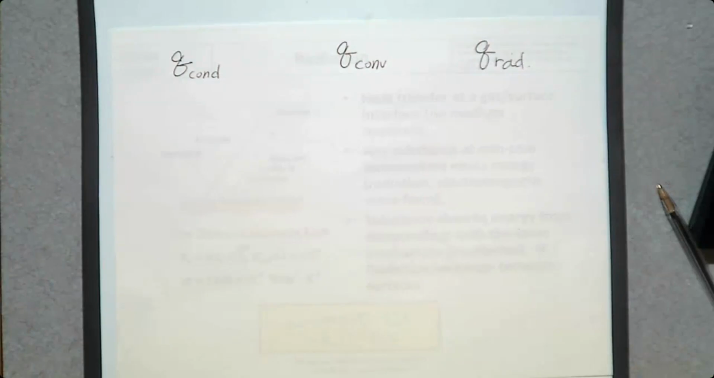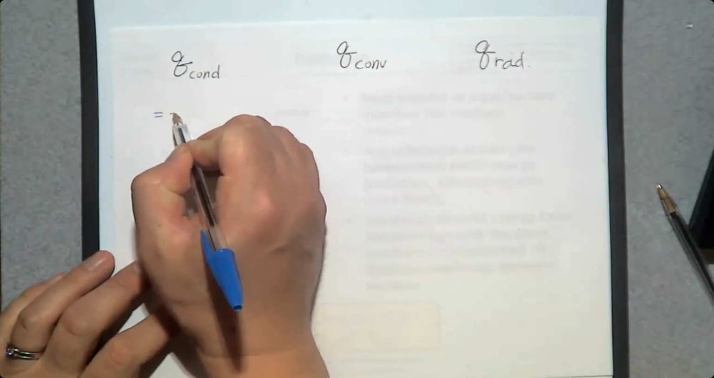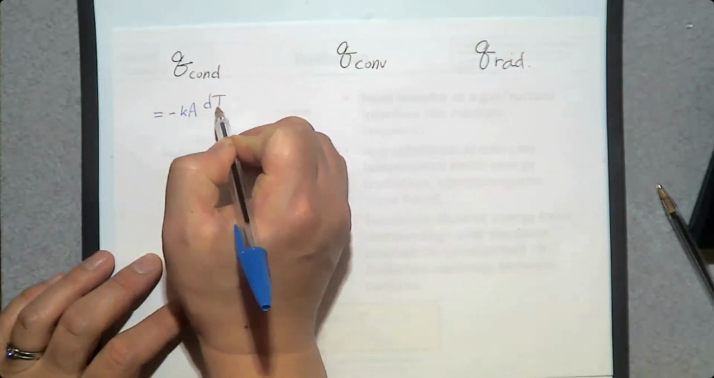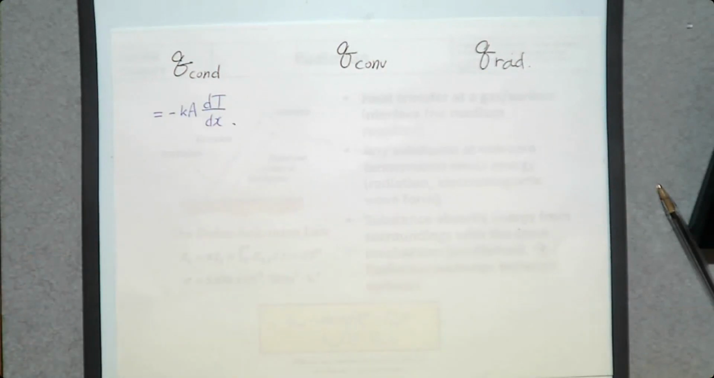The first one, for conduction heat transfer, we can use Fourier's law. Then what is Fourier's law? Minus kA dT over dx. That's how you determine the rate of heat transfer by conduction. And we are going to study this equation in very detail in chapter 3 and chapter 5.